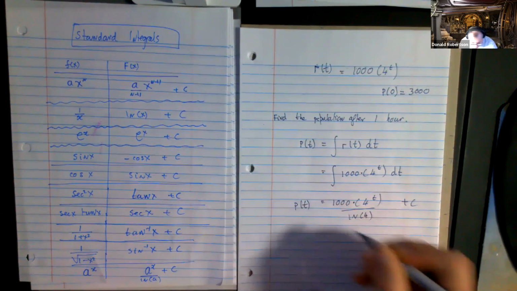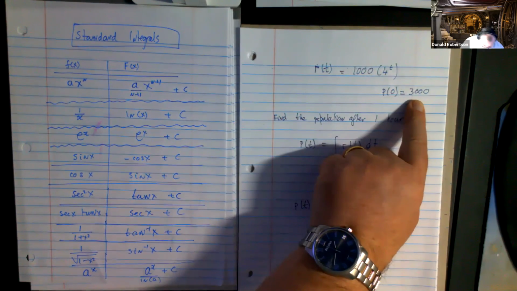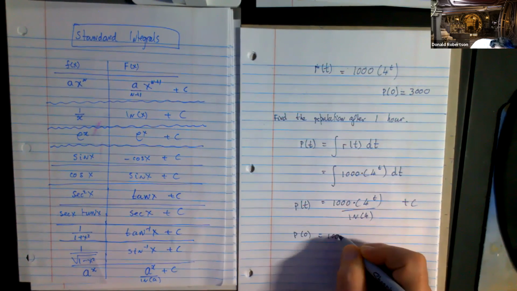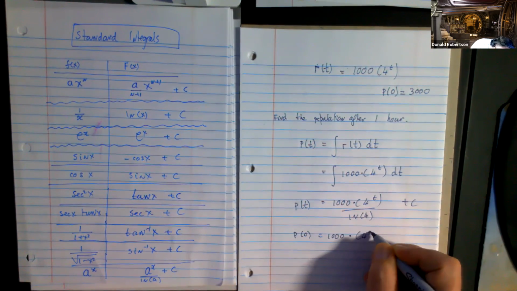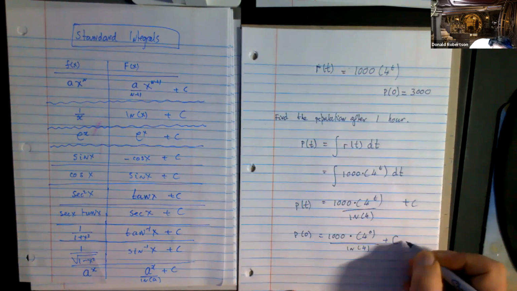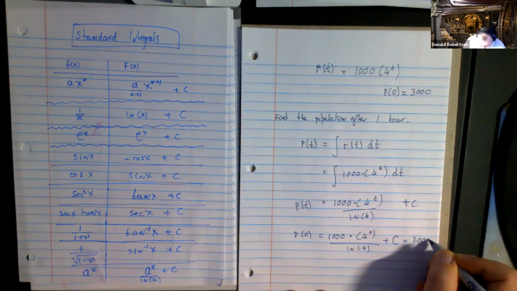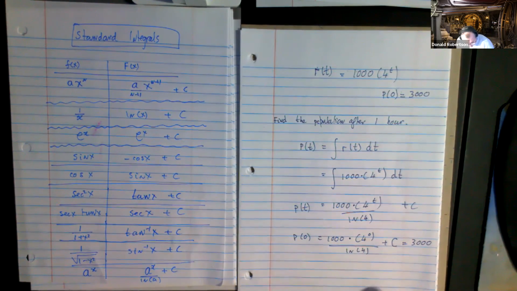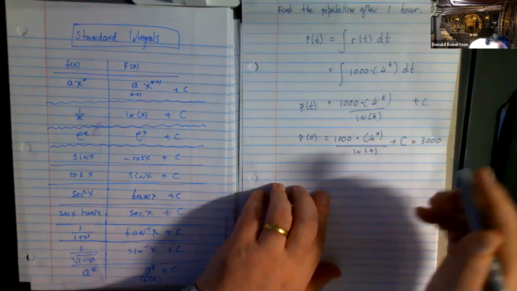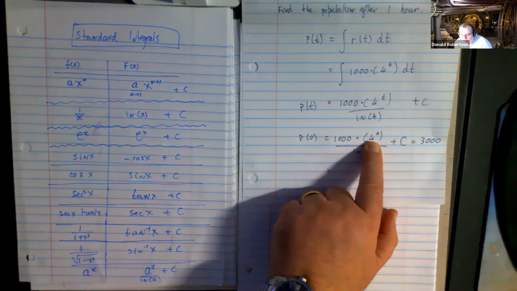Now, you're told that at time 0, there's 3000 bacteria. So P of 0 is 1000 times 4 to the power of 0 divided by the natural log of 4 plus c, and they have told me that this is 3000. Now, a lot of people think that c is 3000, and in many, many questions, c will be 3000, but not this time. Let's find out why. Isn't 4 to the power of 0 actually the number 1?